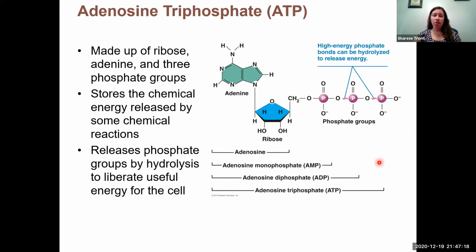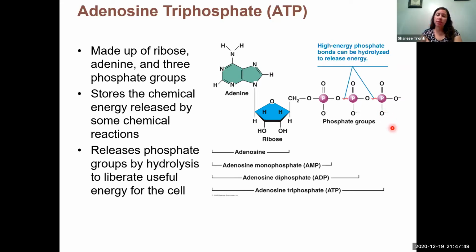Last thing we're going to talk about is adenosine triphosphate, or ATP. This is a very important and relevant nucleotide. It's going to contain the same three parts of all nucleotides. We have the base, in this case, adenosine. We have a sugar, it's ribose, and a phosphate group. But in adenosine triphosphate, we have 3 phosphate groups.